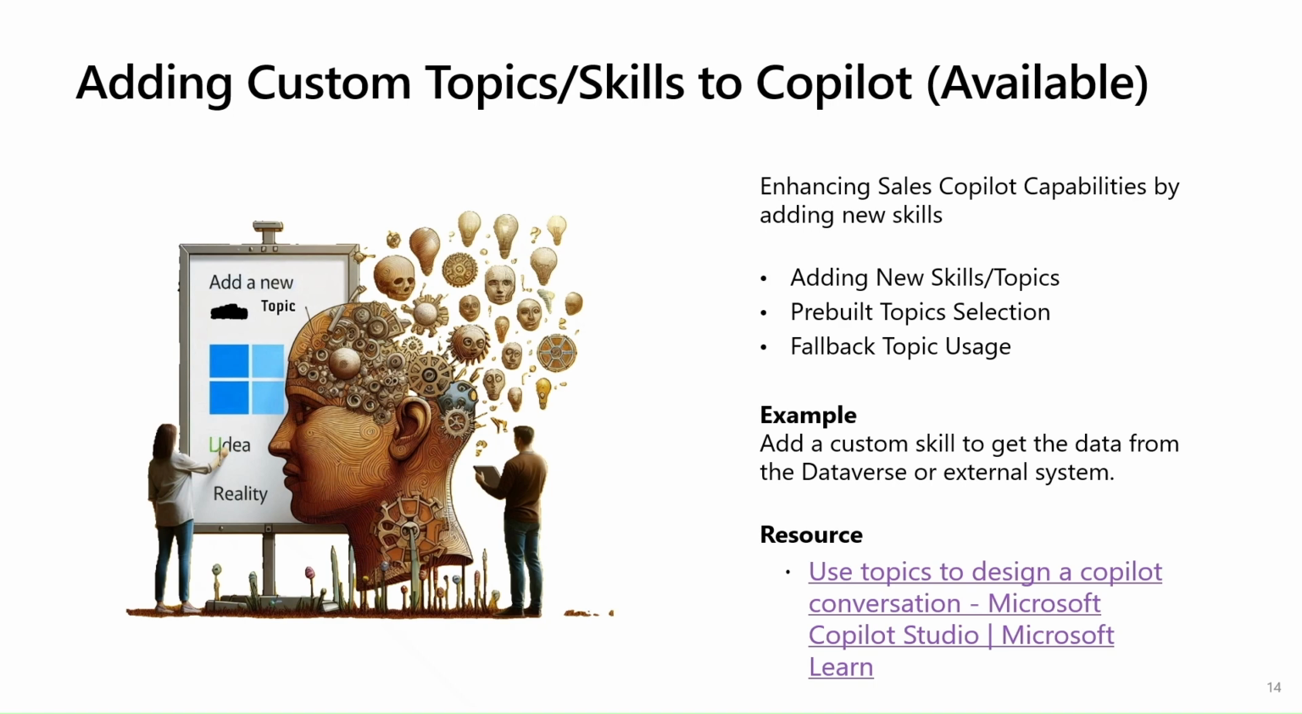You have 2 or 3 different options here. You can add a new skill or a topic. You can use a pre-built topic, or you can use out-of-the-box fallback topics. If you have a requirement to get the data from the third-party system, then this is your best friend. We're going to discuss some of these scenarios in our live session.